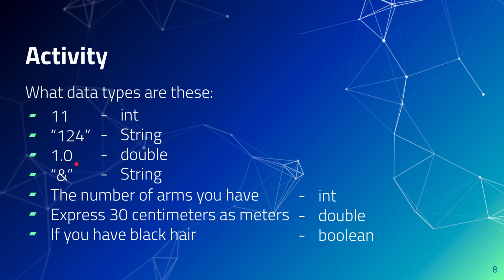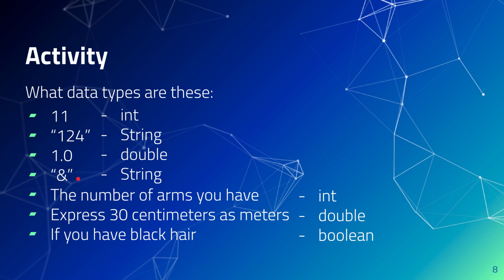Now we have 1.0, which is a double. Even though this is equal to 1, and this 0.0 isn't really doing anything, it's still equal to 1, there is a decimal, so it's a double. Now we have an ampersand, which is just one character, but it has the double quotes, so it's still a string.